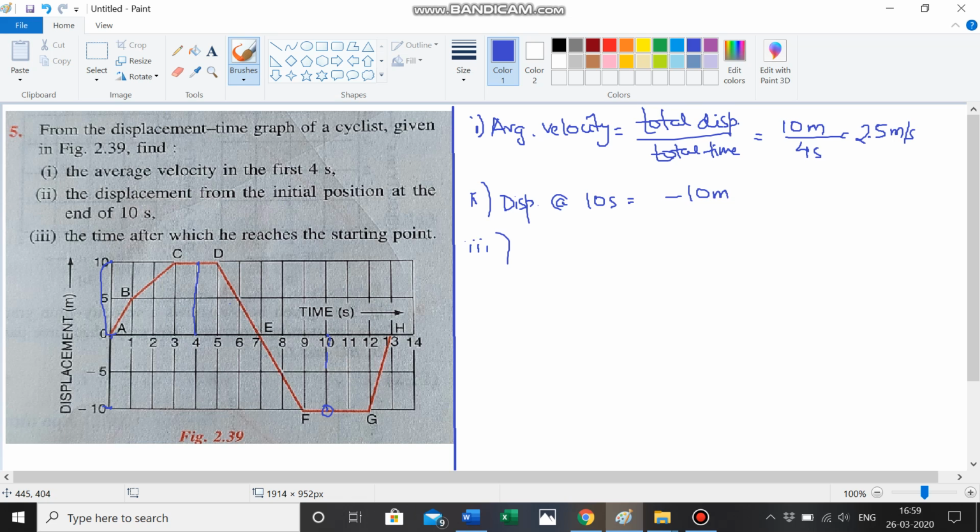Let's look at part 3. The time after which he reaches the starting point. We remember this is the starting point, this is the starting point, and this is the starting point where displacement is 0. Since he's talking about time after, this is obviously the initial time, which means the time after which he reaches the starting point again is 7 seconds and 13 seconds.